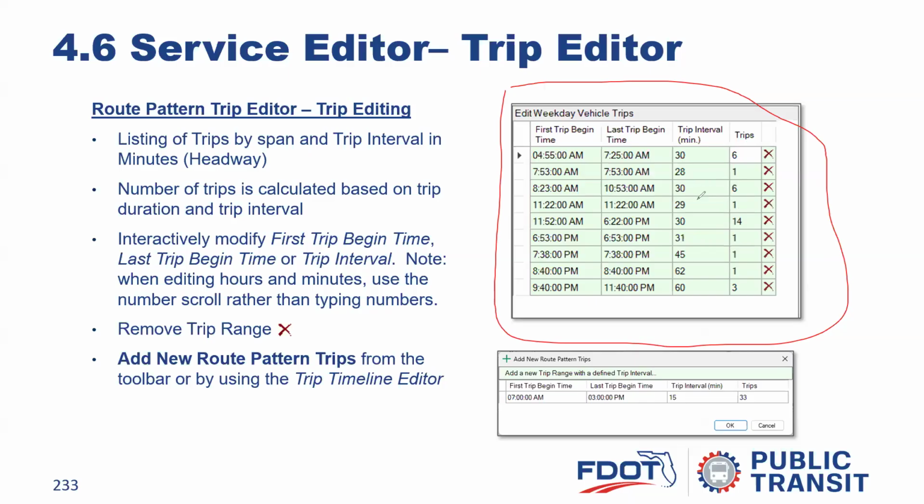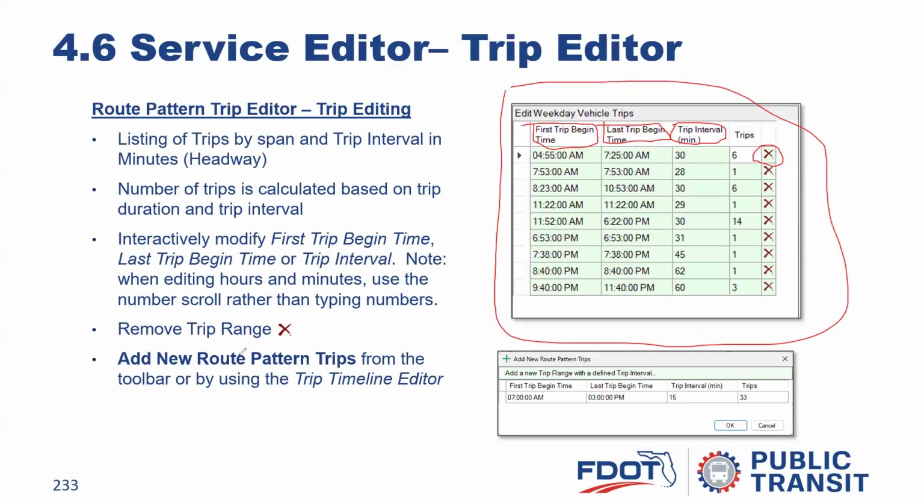So if you have alternating intervals, then you're going to have more lines in the weekday vehicle trip list. So just keep that in mind. All of this is editable. So you can come in and change the hour or the minutes here in the first trip begin time, last trip begin time, and then the interval. All of these are editable. When you edit these, the trips automatically adjust on their own. You don't really edit trips, it just gets calculated for you. You can also remove any of these groups as you need to.